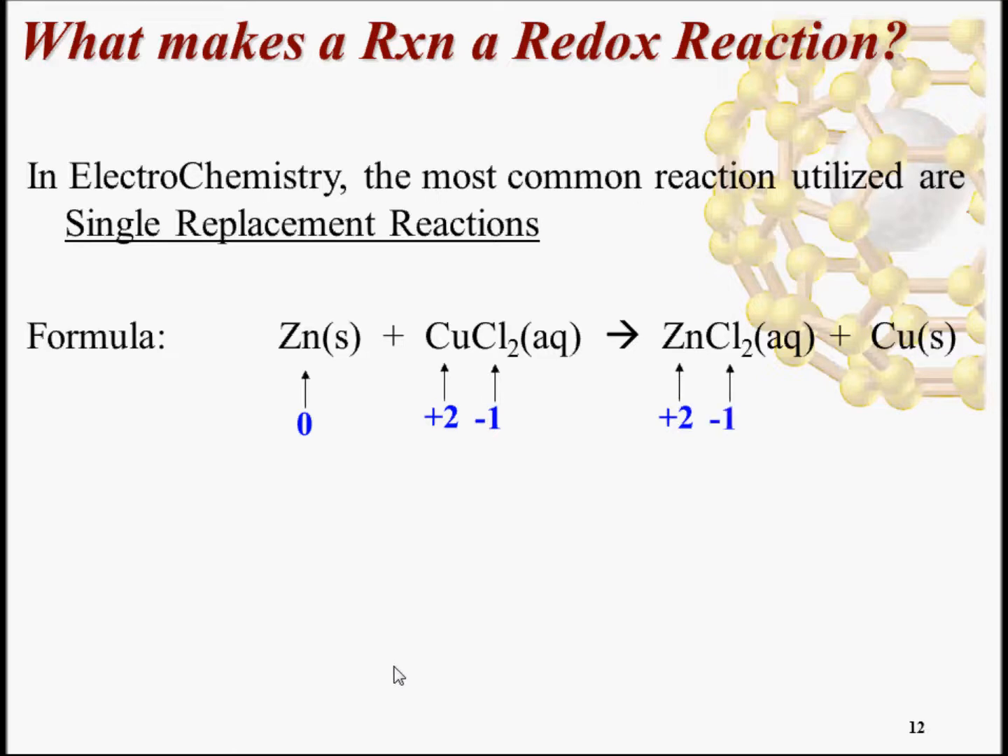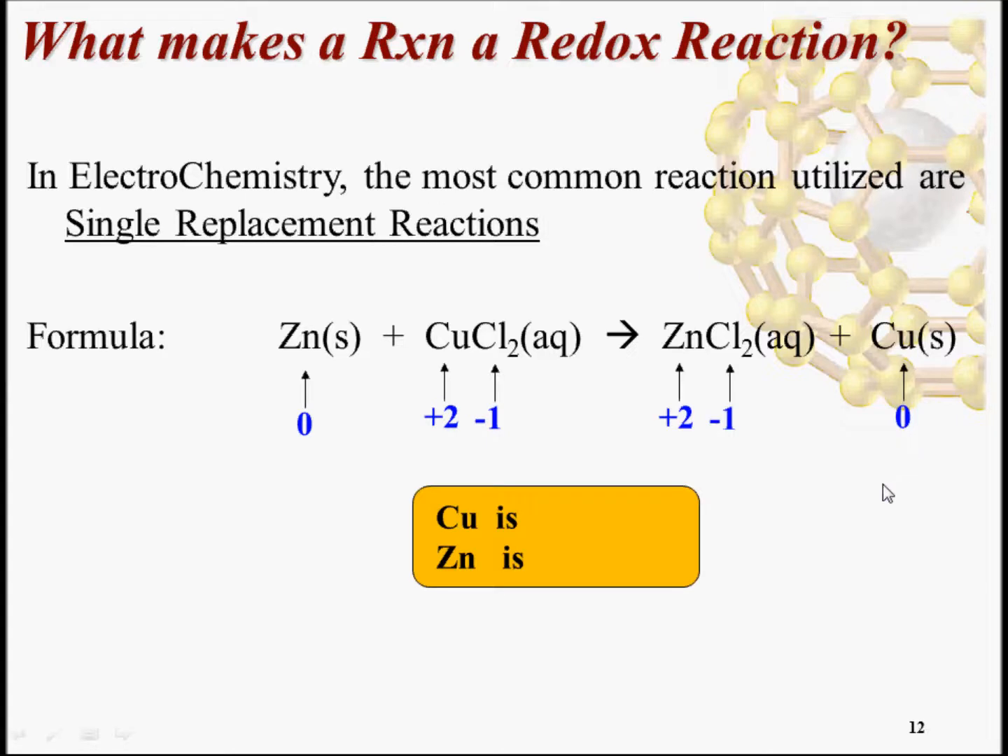So in this case, if we look at the copper, what happened to it? Well, it started out as +2, ended up being 0. So that means it must have gained electrons in order to do that. Its charge actually went down. It went from a +2 all the way down to a 0. So reduction is gain. So the copper was reduced in this case.